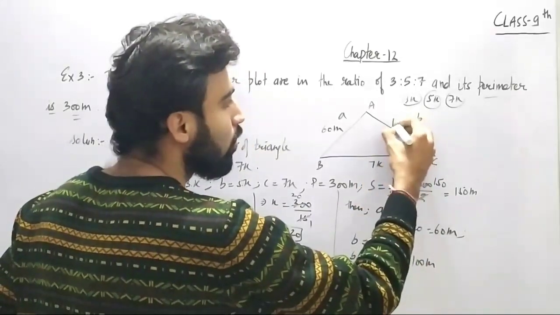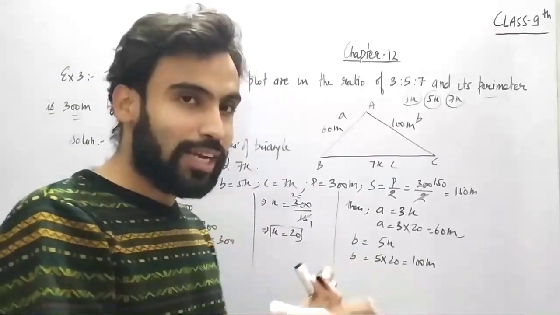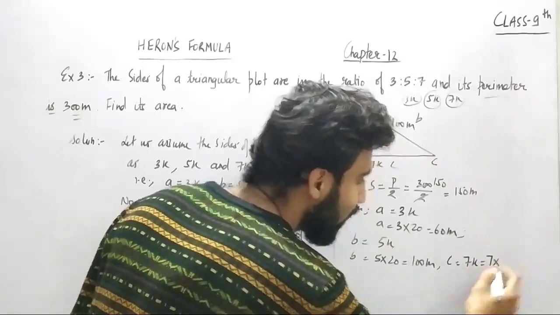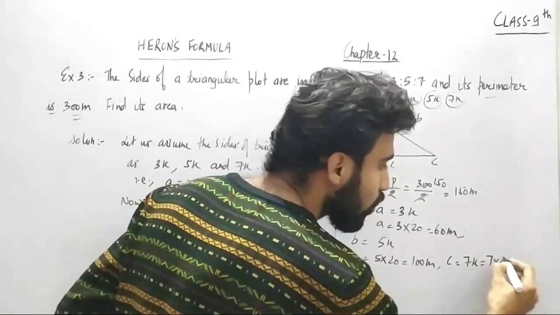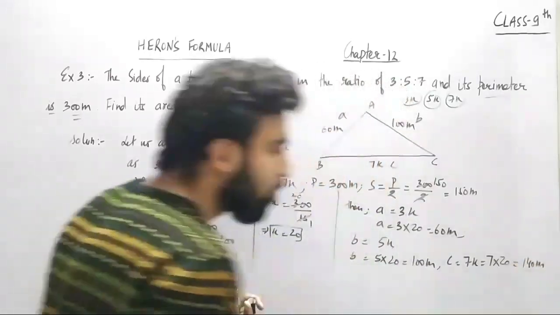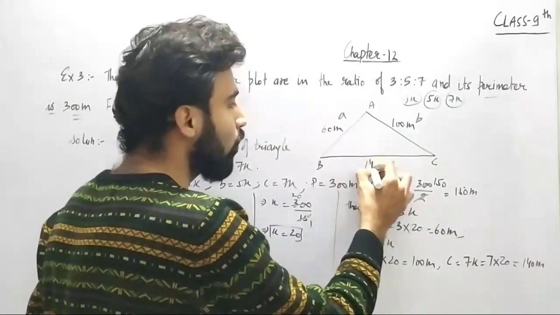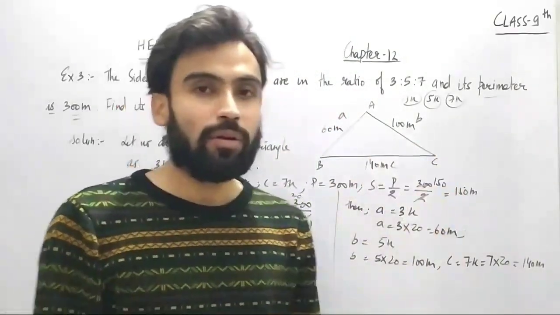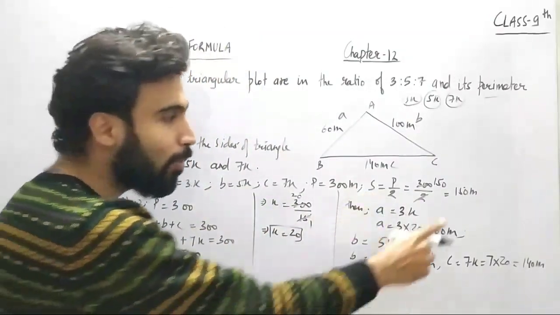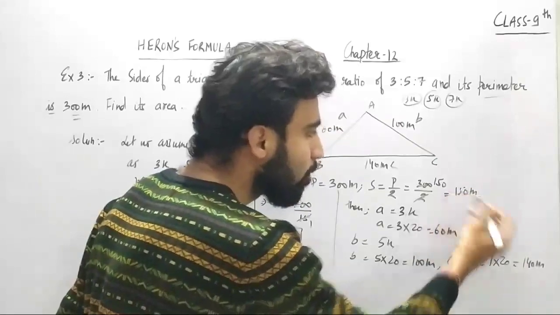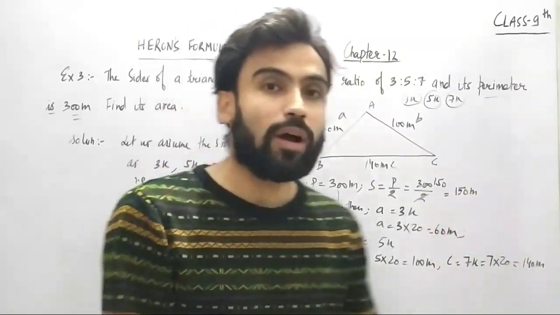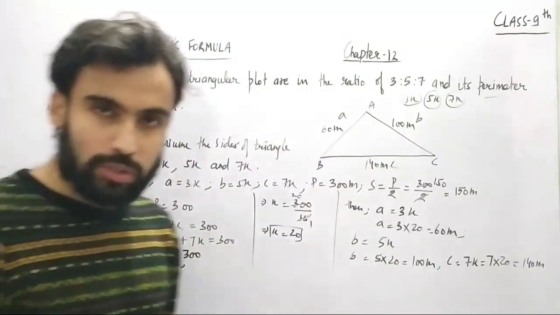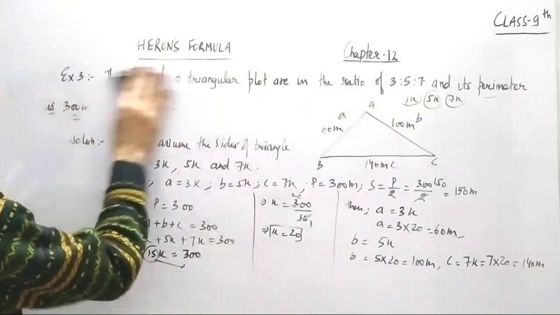Let me write that here. Then moving on to the last side, that is 7x. So c is 7x, that means 7 into x, which is 20 here. So 20 into 7 will be 140 meters. So here the third side also came, that is 140 meters. Now we know all three sides of the triangle, and also the value of s, the semi-perimeter, that is 150. That means now we can find the area of this triangle, because that is what we have to find in this question. So let us move on. I'm going to erase this.